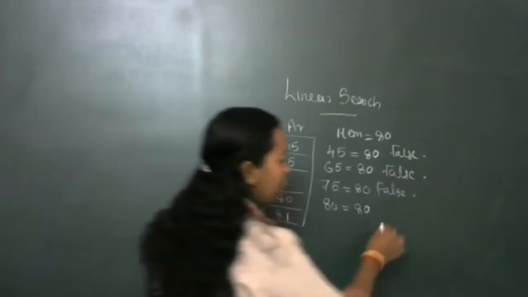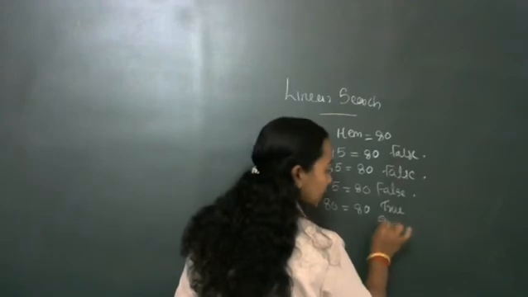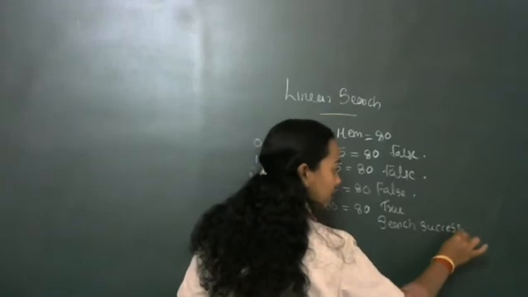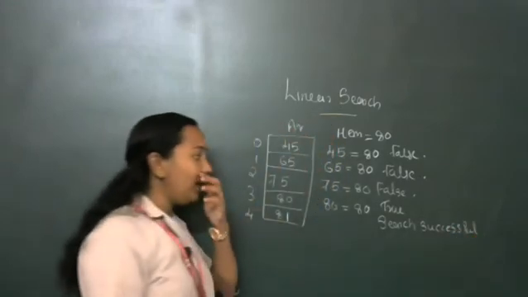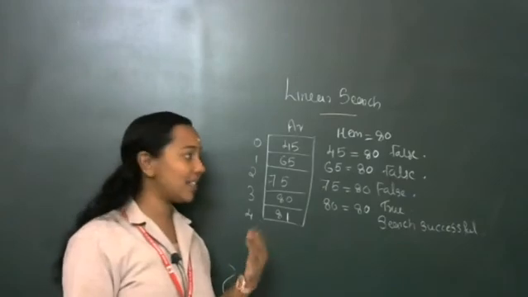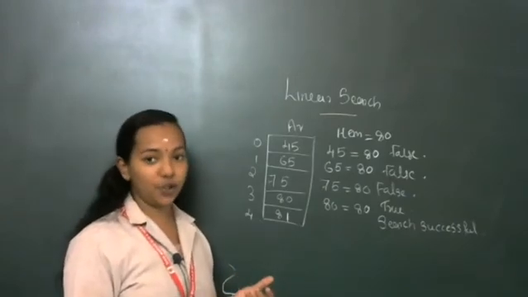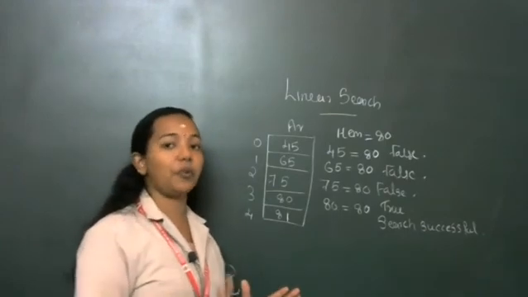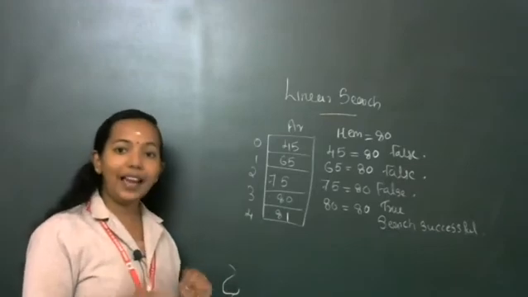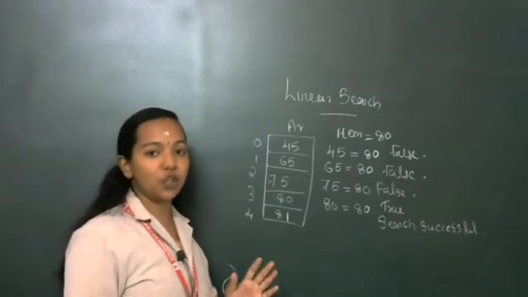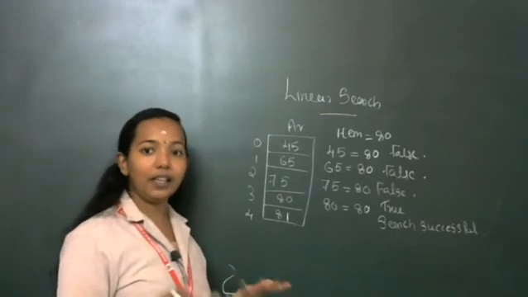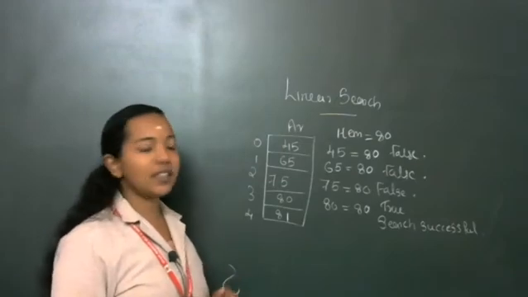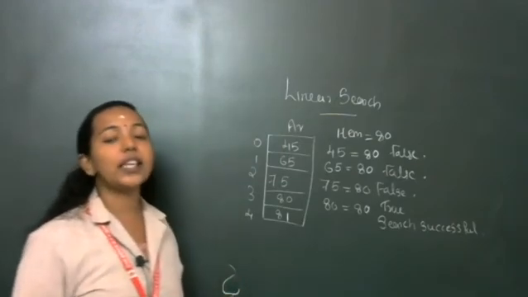So the value is true. Search successful. That means we found the item at the third location and the search is a successful search. When we find the element, we immediately terminate the searching process. If we found the element, then you don't need to proceed with searching, because we already found it, so at that moment we can stop the search operation. Clear? So this is known as linear search or sequential search.